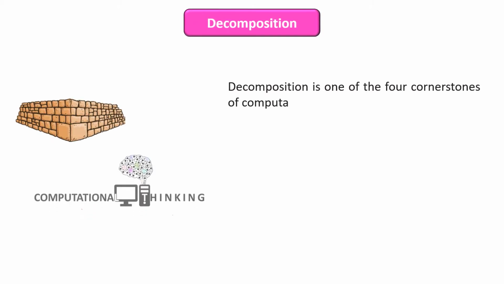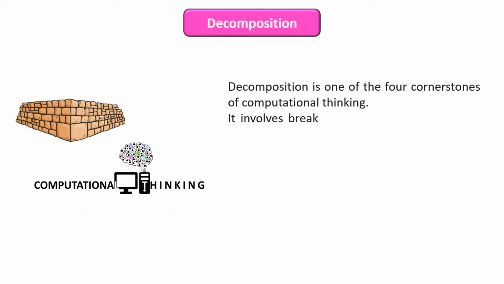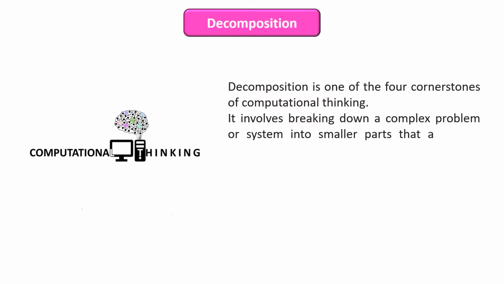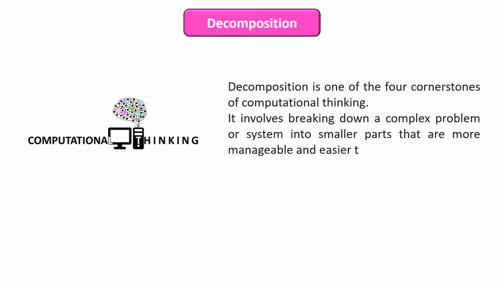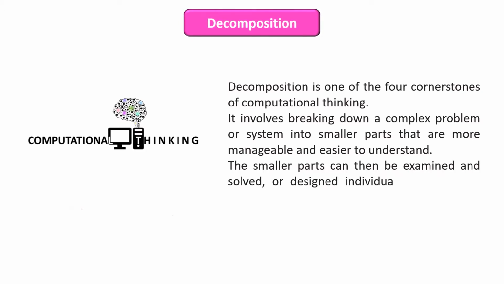Let's understand each of these 4 stages of computational thinking. Step 1. Decomposition. Decomposition is one of the 4 cornerstones of computational thinking. It involves breaking down a complex problem or system into smaller parts that are more manageable and easier to understand. The smaller parts can then be examined and solved or designed individually as they are simpler to work with.